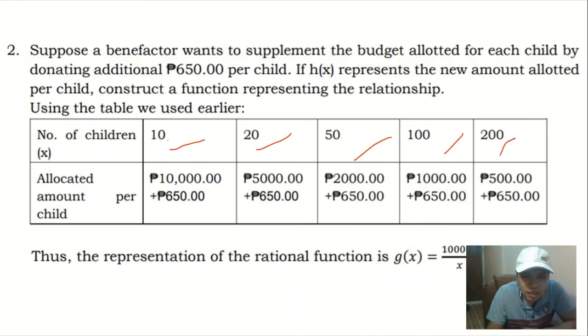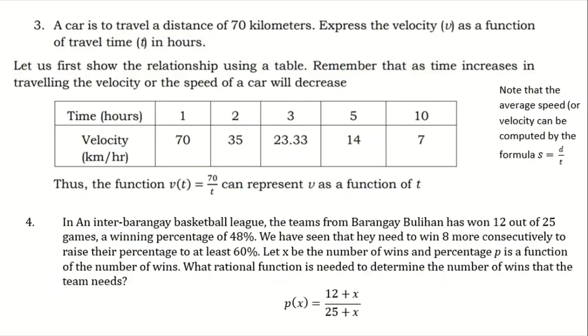So, kapag 10, ang makukuha niya is 10,000 plus 650. Pag 20, 5,000 plus 650. Pag 50, 2,000 plus 650. Pag 100, 1,000 plus 650. So, automatic si plus 650. Kaya dito, ang function natin is 100,000 divided by x plus 650.